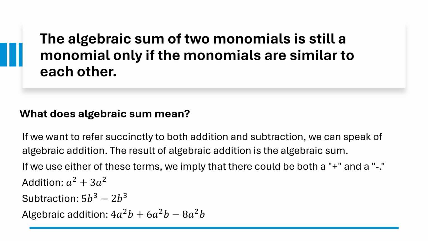So it's not important to have both plus and minus in the same expression. 4a squared b plus 6a squared b would have been an algebraic addition anyways. 6a squared b minus 8a squared b would have been an algebraic addition anyways. But here we can see that if we want to express something that is more than a simple addition, more than a mere subtraction, then this is the term we are looking for, algebraic addition. And the result of this is the algebraic sum. Generally speaking, we talk about algebraic sum, which is much more used.